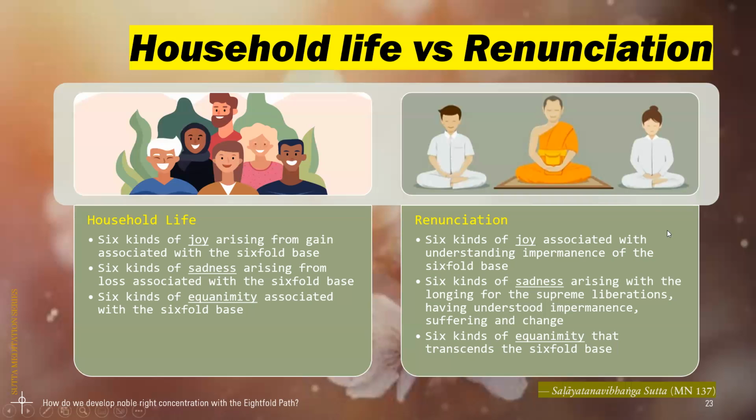Then the Buddha talks about, on this side, the six kinds of joy that are associated with renunciation. The six kinds are really associated with knowing the impermanence, change, fading away, and cessation of forms, sounds, odors, flavors, physical sensations, and mind objects. What you get from this kind of understanding is you see things as they really are, with proper wisdom: that they are impermanent, suffering, and subject to change. When we meditate on this, we know joy arises.